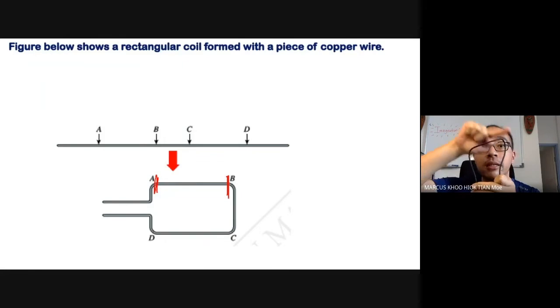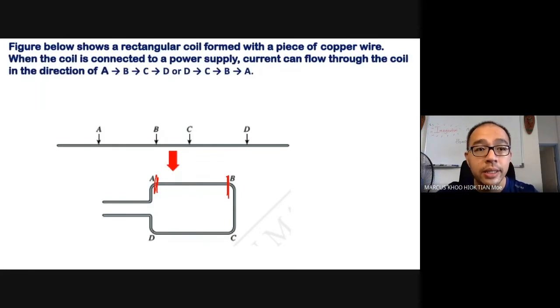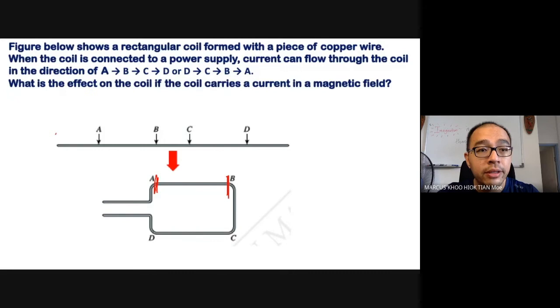But the current is still flowing this way. So if you take a look at this, since the direction is A to B to C to D or D to C to B to A, the current can flow both ways. It can either flow here, that's one way of it flowing, A to B to C to D. Or it can flow the other way, depending on where I put the positive terminal of the battery. Right?